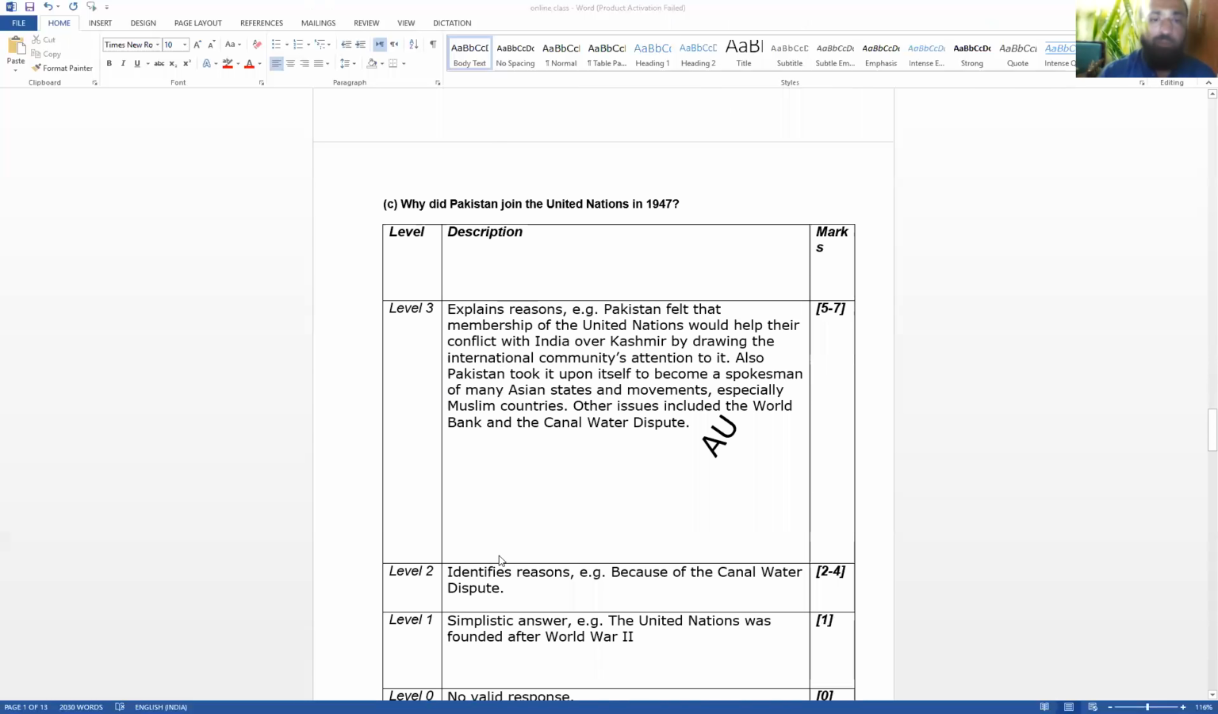Session C is about why Pakistan joined the UN in 1947. We'll have to explain reasons to gain good marks.